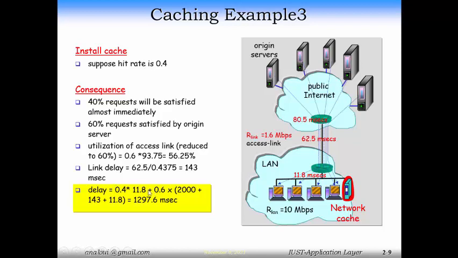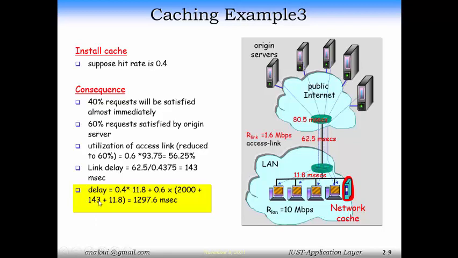But in 60% of cases I have to ask the servers over the internet. So in 60% I should go to the internet, spending 2 seconds over the internet, spending 143 milliseconds in the access link, and spending 11.8 milliseconds in the LAN. So the total delay would be something about 1.3 seconds.